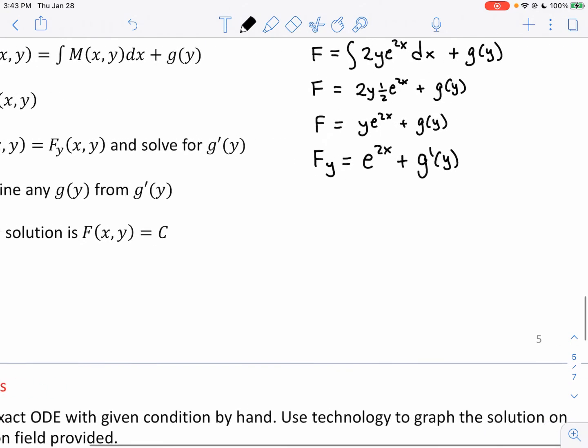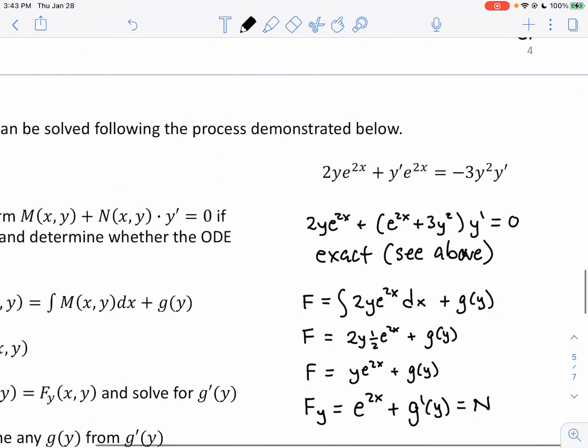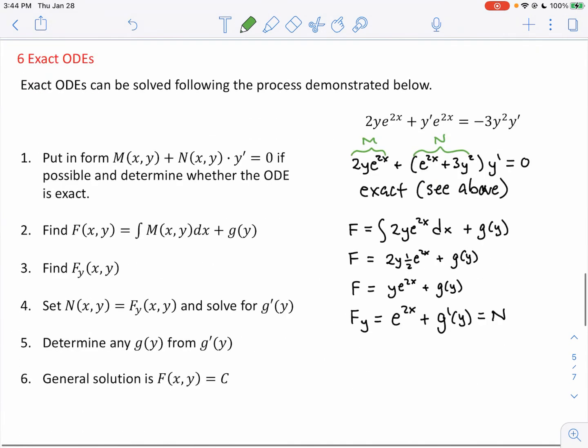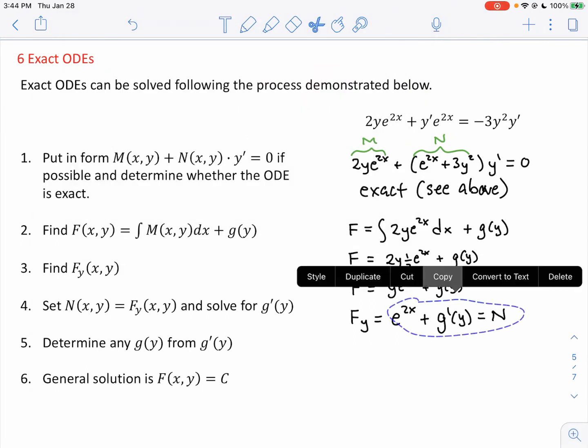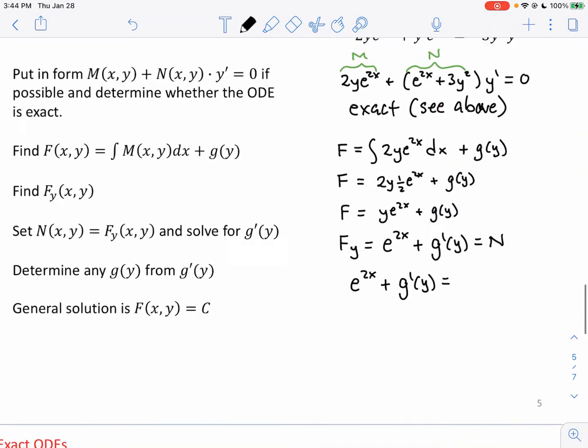Now we set this equal to the N function. Right, our N function, let's be clear about this on the same page, right? This was our M function here, and right there is our N function. So set this equal to the N function, which means I'm just going to copy paste and replace the N there with the actual N function, which is e to the 2x plus 3y squared.